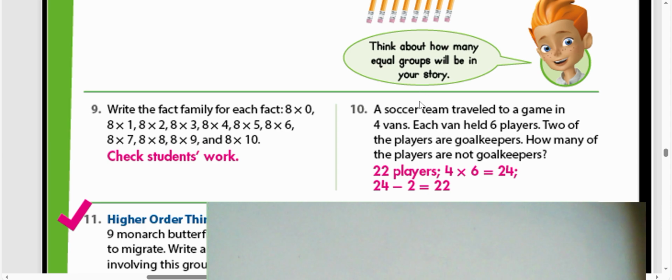First step, we can write 4 multiplied by 6 equals 24, and 24 subtract 2. We have 2 goalkeepers here. Cancel them. The remainder, the total, will be 22. We have 22 players.